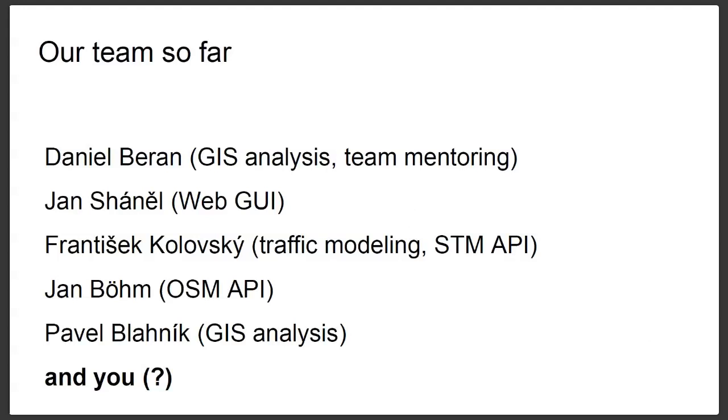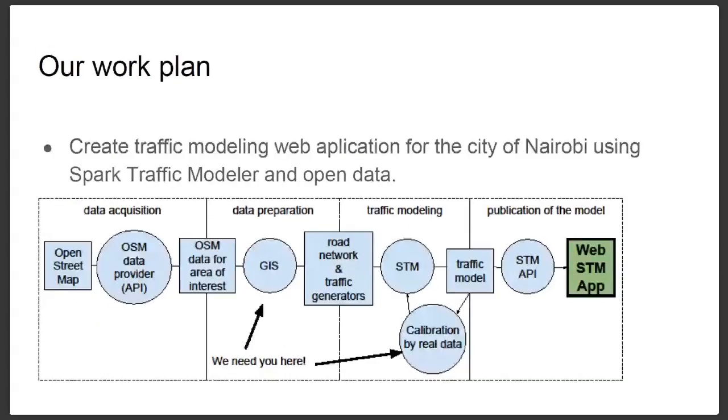We'd like to create a traffic modeling web application for the city of Nairobi with Spark Traffic Model and only open source data. In the workflow, I will guide you through it. In the beginning, you can see the data acquisition, which we would like to rely on OpenStreetMap because it's the most dense spatial openly sourced database that you can possibly find, and it's almost in the whole world. So we don't want to do just an app for Nairobi. We actually want to have a workflow that can then be used in different African cities or even anywhere in the world.